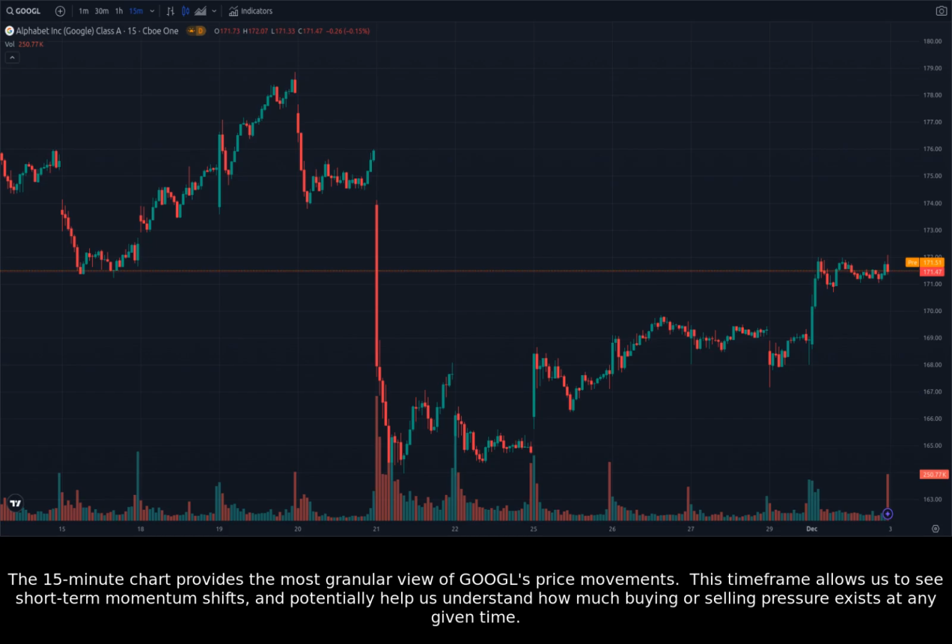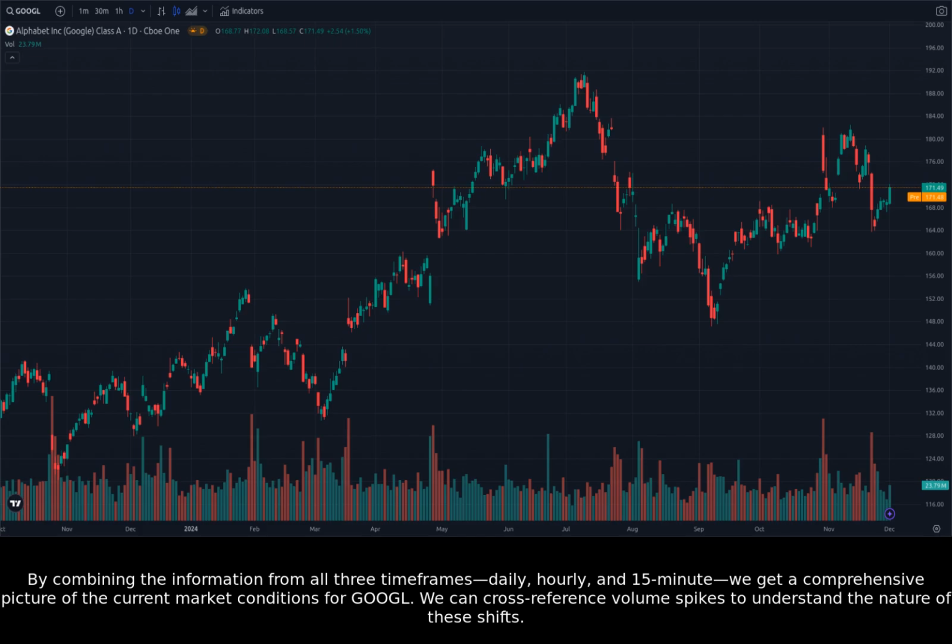The 15-minute chart provides the most granular view of GOOGL's price movements. This time frame allows us to see short-term momentum shifts and potentially help us understand how much buying or selling pressure exists at any given time. By combining the information from all three time frames, daily, hourly, and 15-minute, we get a comprehensive picture of the current market conditions for Google. We can cross-reference volume spikes to understand the nature of these shifts.